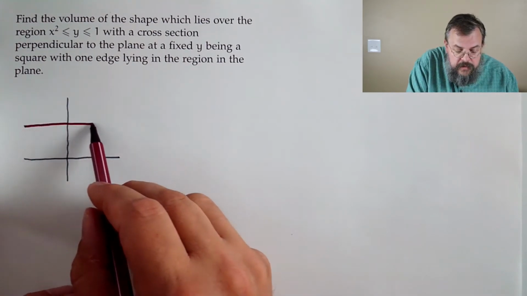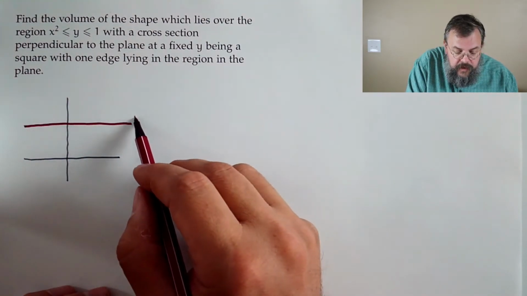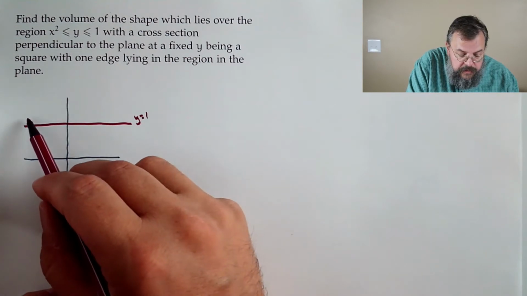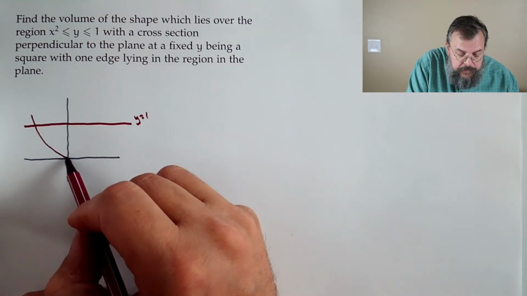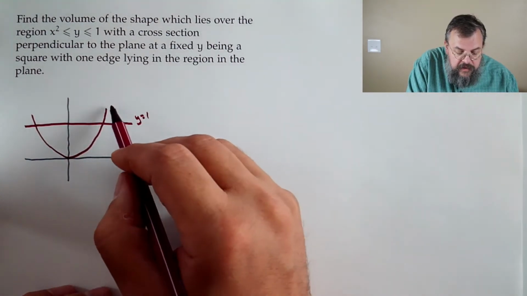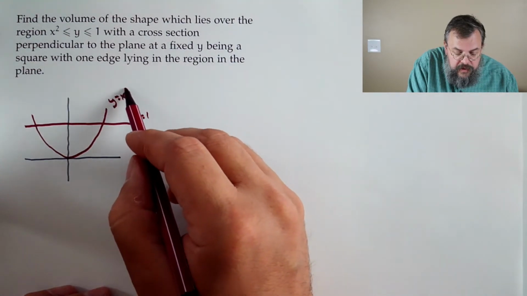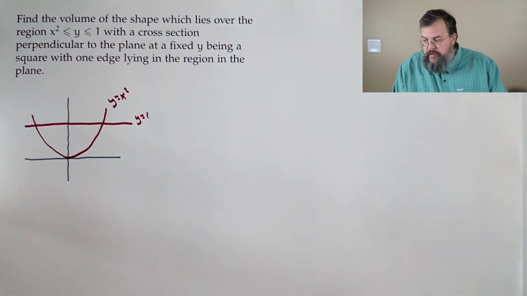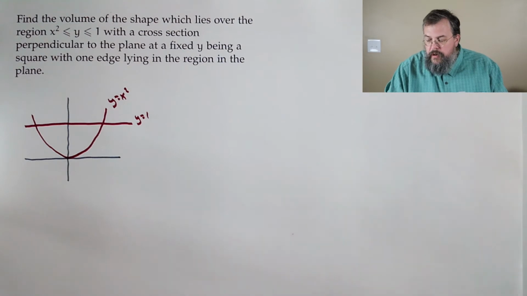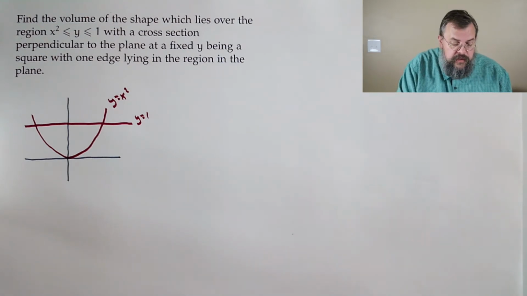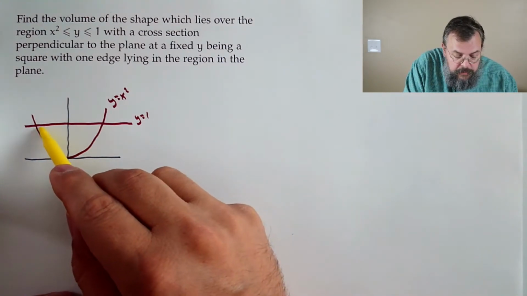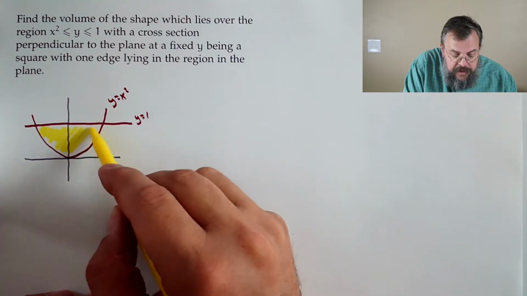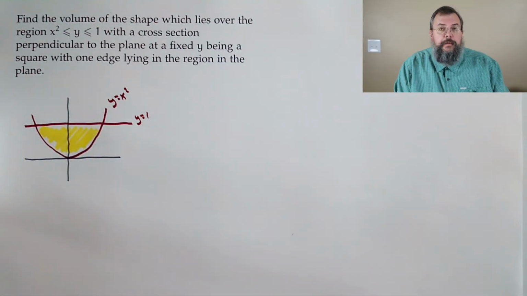Well, here's y equals 1, and here's y equals x squared. All right, so there we go. There's our two curves, y equals 1 and y equals x squared, and we know we're above this region. So this is our region that we're going to work with. Now what's happening here is we really have a shape that's sitting on top of this region.